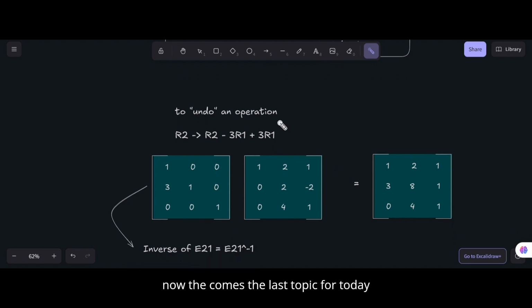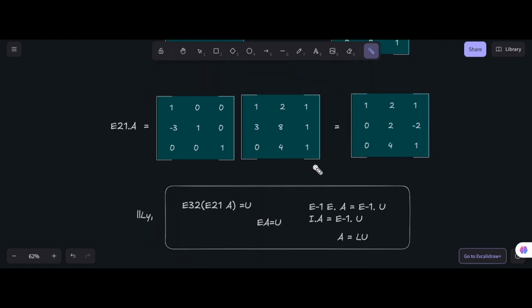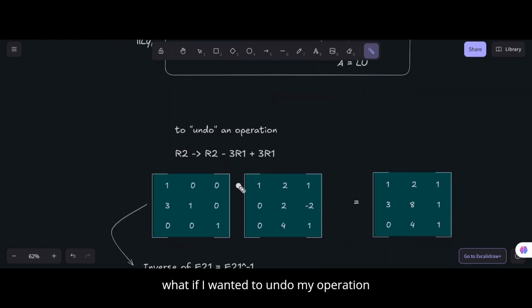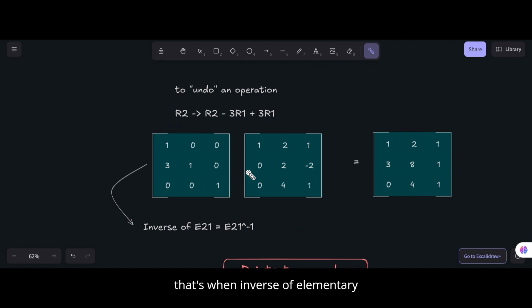Now comes the last topic for today, that is how to undo an operation. Let's assume I wanted my original matrix back. From here I got to here, but what if I wanted to undo my operation? That's when the inverse of elementary matrices comes into the picture. When I multiplied my matrix A with E, it does something to the rows. But if I multiply it with E inverse, it should undo that.